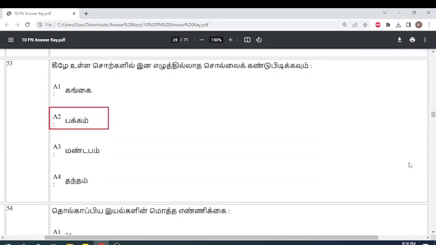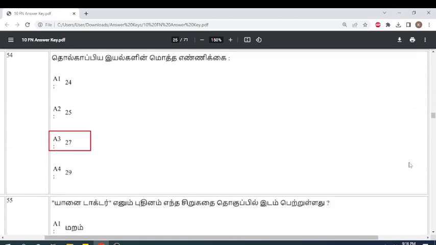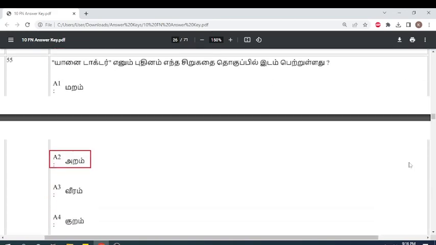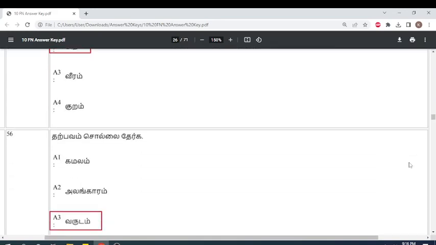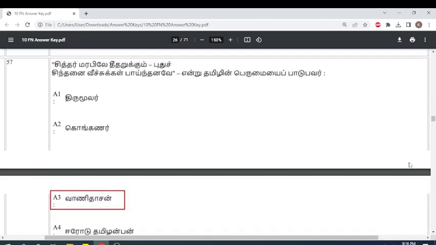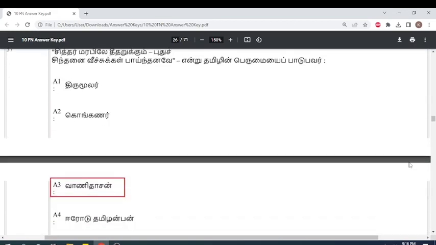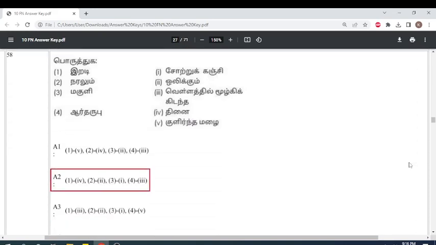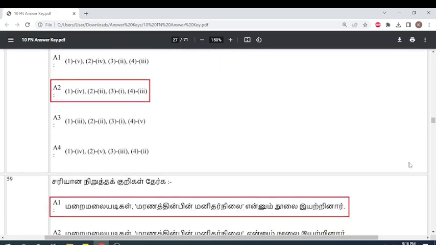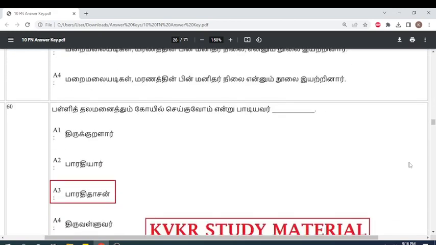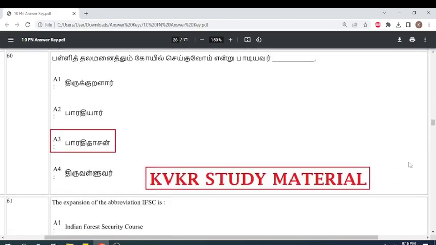53 question answer A2. 54 question answer A3. 55 question answer A2. 56 question answer A3. 57 question answer A3. 58 question answer A2. 59 question answer A1. 60 question answer A3.